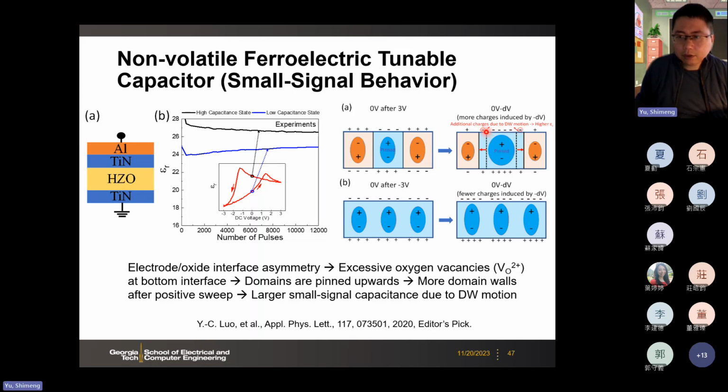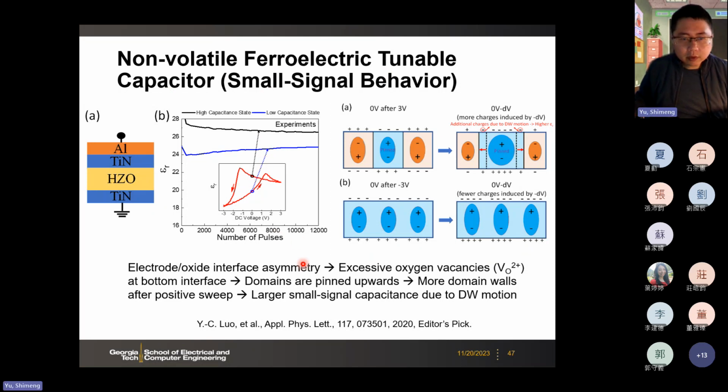So this additional charge, this is a transient behavior. This is interpreted as higher capacitance. So that's why here we have higher capacitance. But if you have no domain wall after the negative sweep, then you have lower capacitance. So here we rely on the asymmetry of the interface to create the CV asymmetry. And then at DC 0 voltage, we can have high and low capacitance states to store the data. So this is like a programmable and tunable capacitor with different capacitance states.